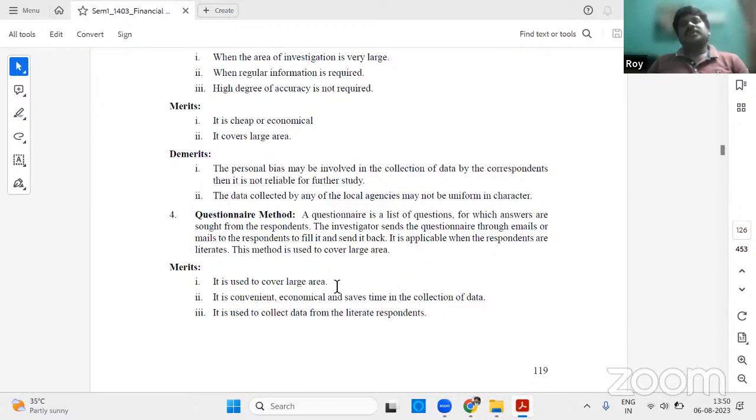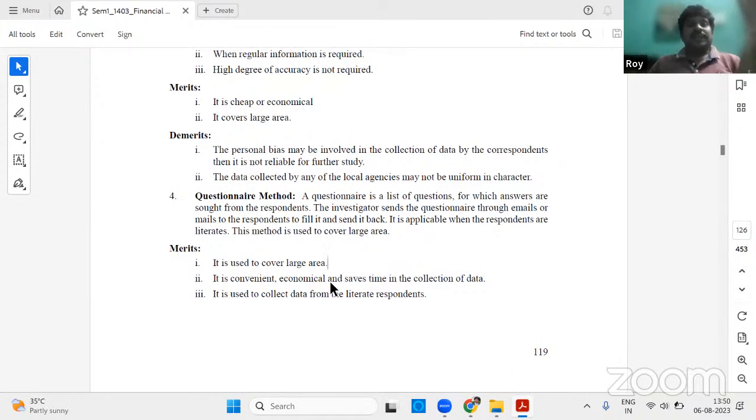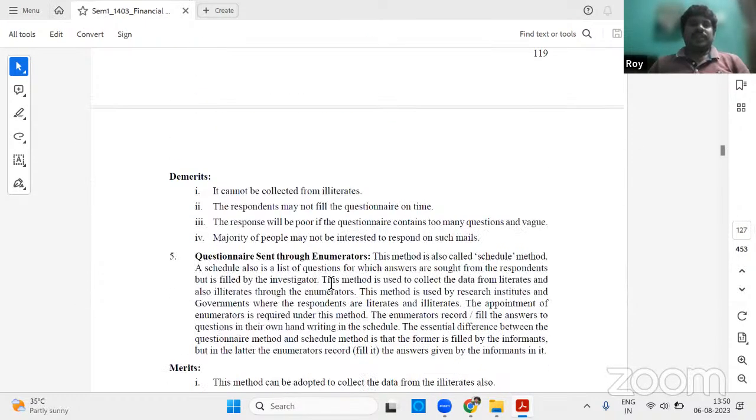This is one of the very good advantages: it covers a large area. If you want to do investigation research within India, you can send the questionnaire through emails or WhatsApp or however you want to send it. You can reach many nations and countries as well. This is the questionnaire method.